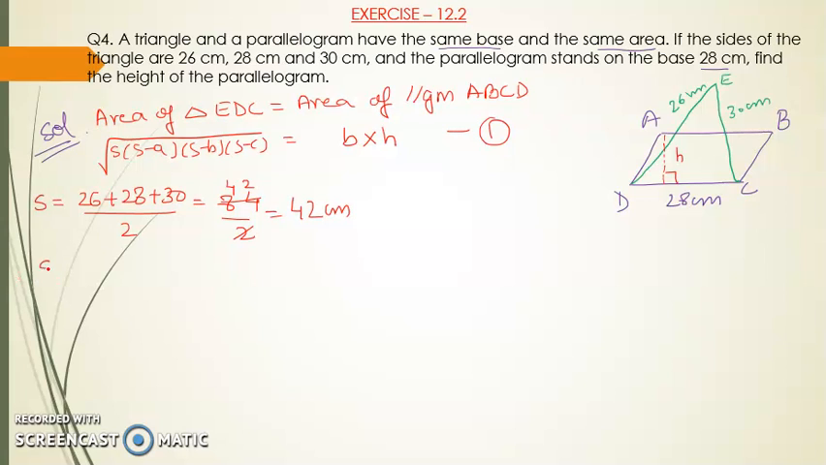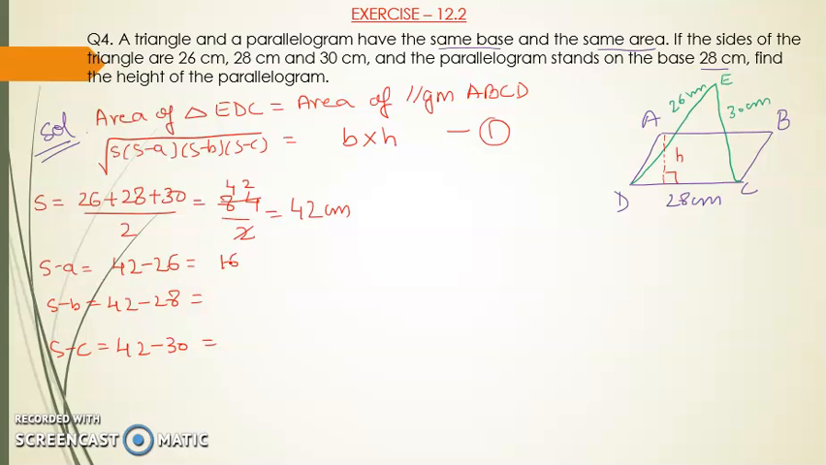Now we will calculate S minus A. So S minus A will be what students? 42 minus 26. S minus B is equal to 42 minus 28, and your S minus C is equal to 42 minus 30. So solve this. This will be 16.